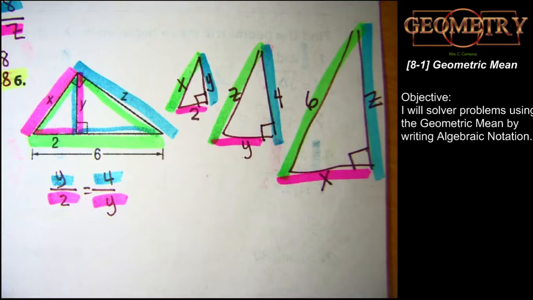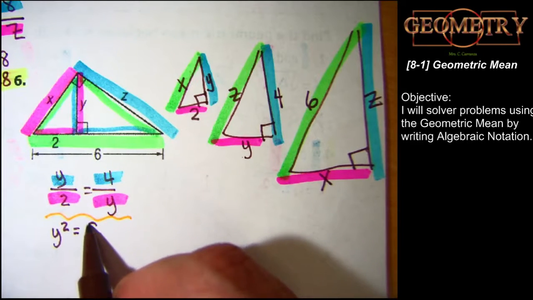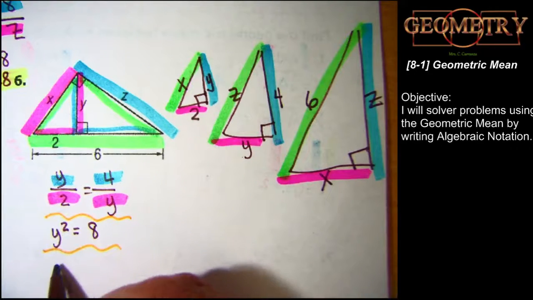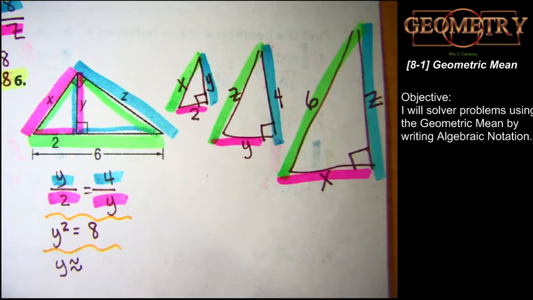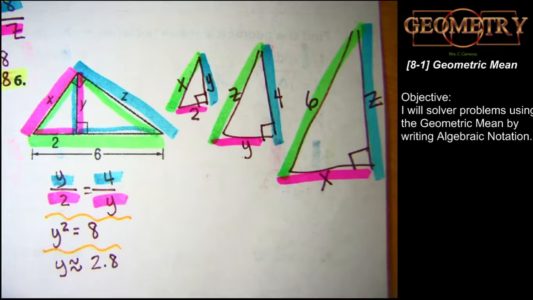Make sure you know how I got that set up. Give me a nod. Great. Cross multiply. Y is about 2.8. It's like the 4th time. They really like this number, don't they?